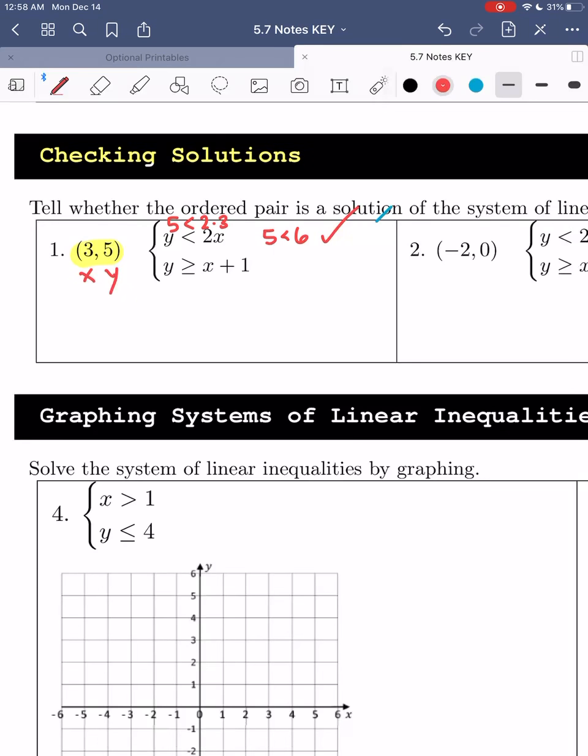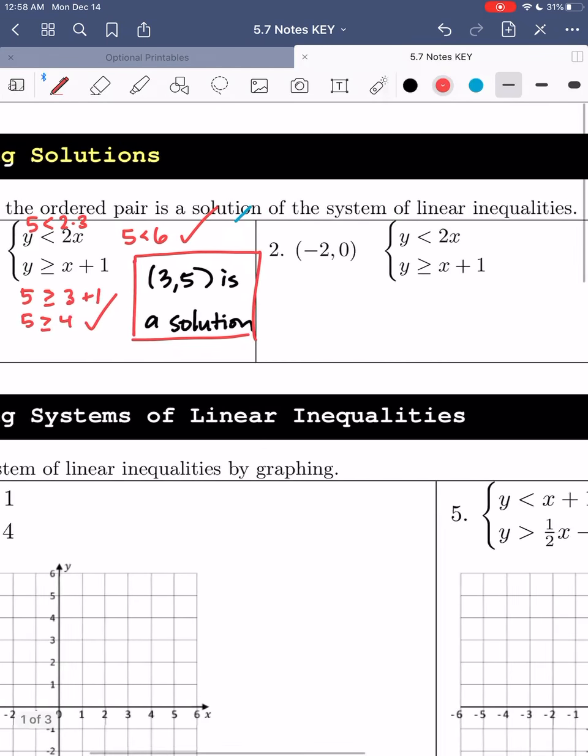For the second inequality, I get y, which is 5, is greater than or equal to 3 plus 1. So it's trying to tell me that 5 is greater than or equal to 4, which is true, so it checks off both of these. So 3, 5 is a solution to this system. There are others, but this is one of them, so that's good.